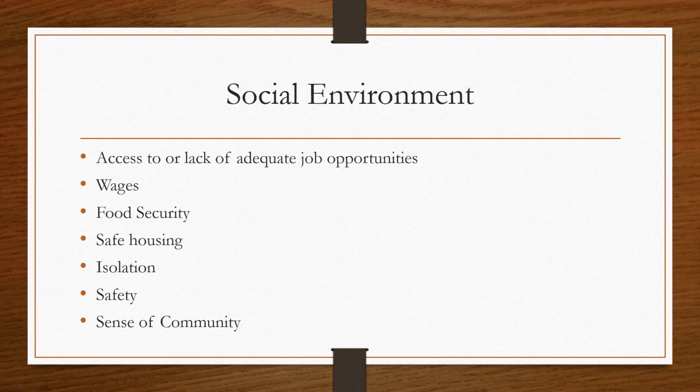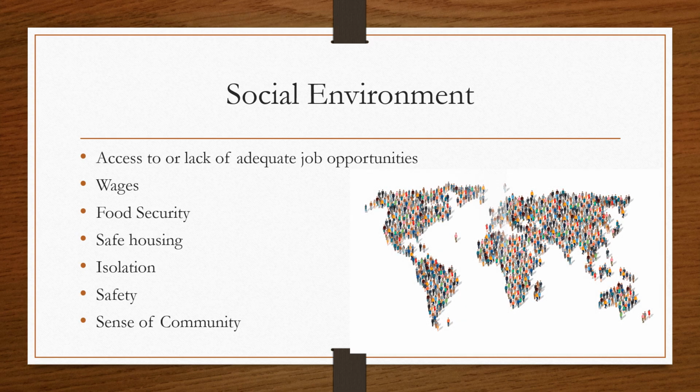To not be overlooked, the social environment is also incredibly important to the social determinants of health. Access to or lack of an adequate job, good paying jobs, food security, a safe place to live, being isolated from others, safety, and a lack of a sense of community.